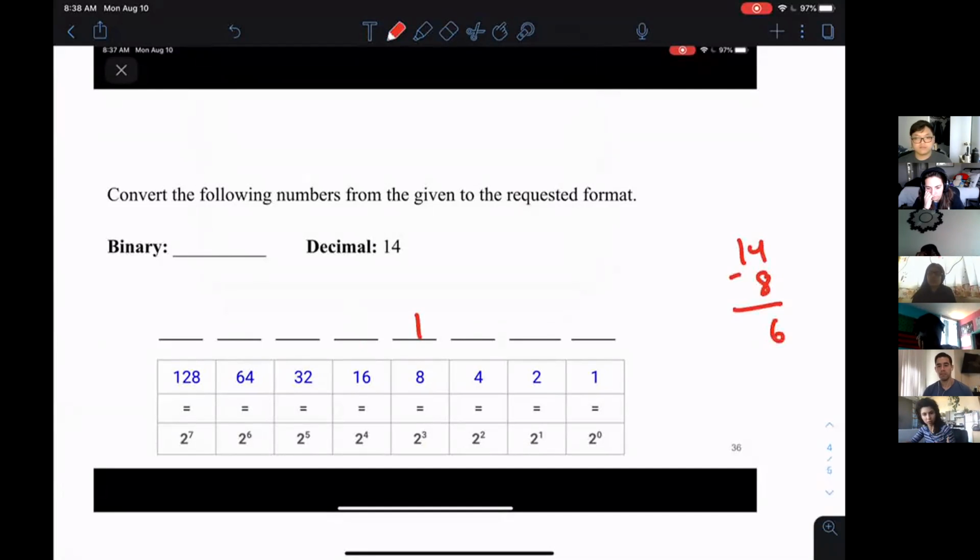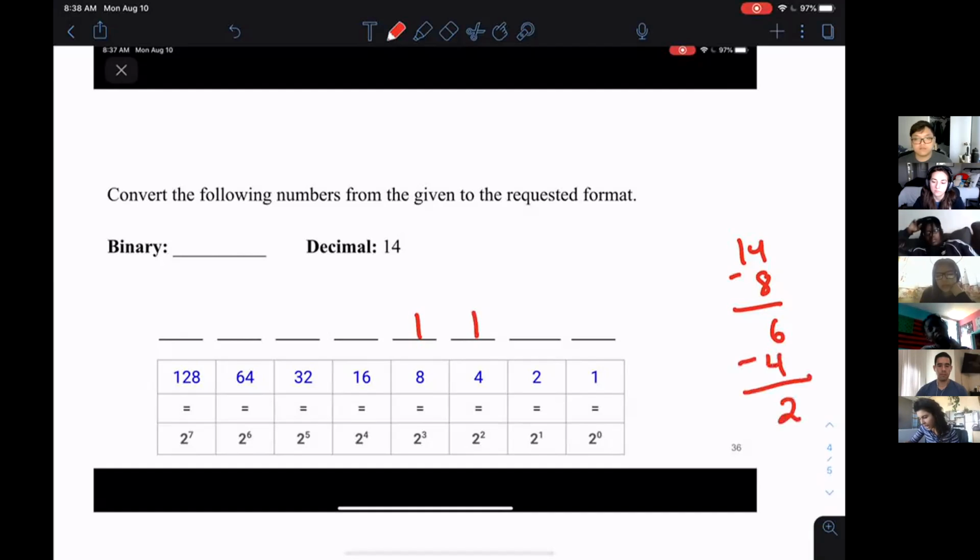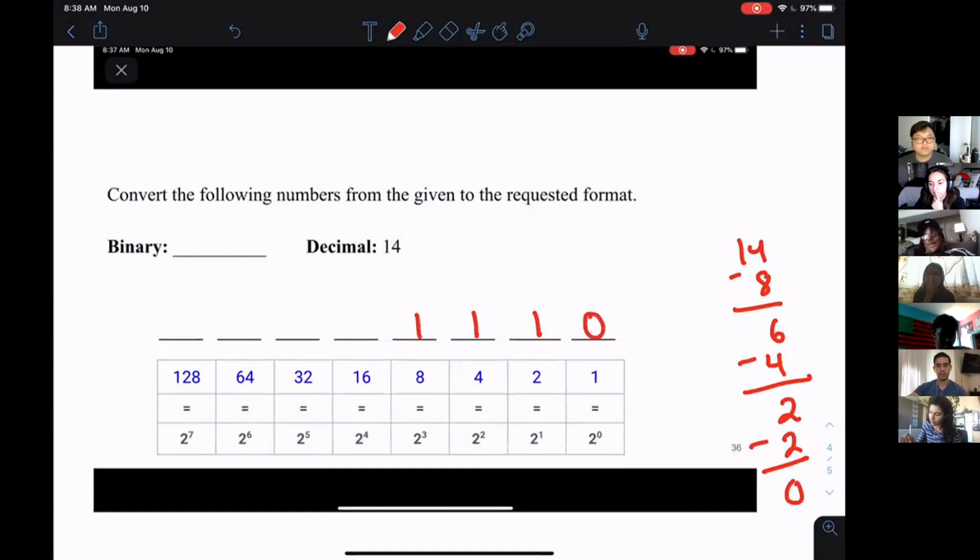I need 6 more. What's the biggest number that fits into 6 without going over? It's going to be 4 this time. Subtracting the 4 tells me I just need 2 more. So I'm going to put a 1 in the 2's place. And if I subtract, you can see I'm at 0 now. We're good to go. So the number is 1110.